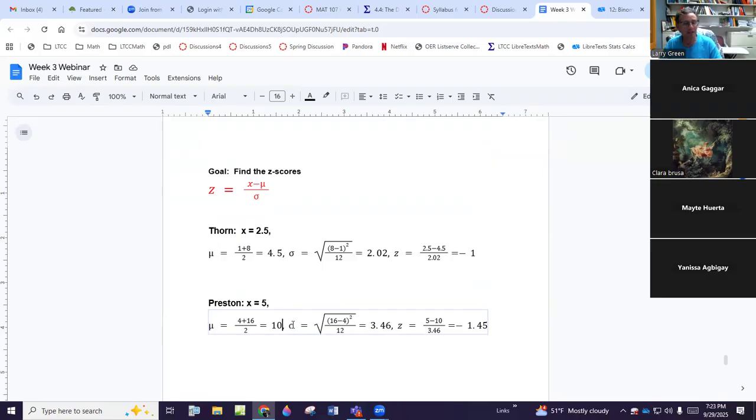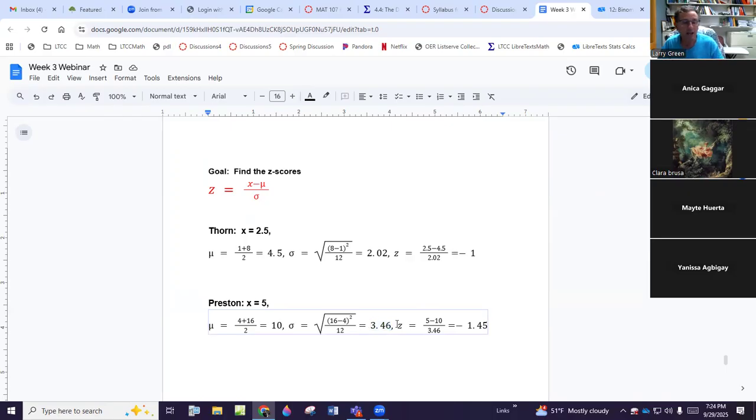Okay, sigma is the square root of B minus A squared over 12. B is 16, A is 4, so it's the square root of 16 minus 4, quantity squared, over 12. And that one, good luck if you wanted to try to do this in your head. It's not going to happen, but you can use a calculator, and you get about 3.46. Any questions on that?